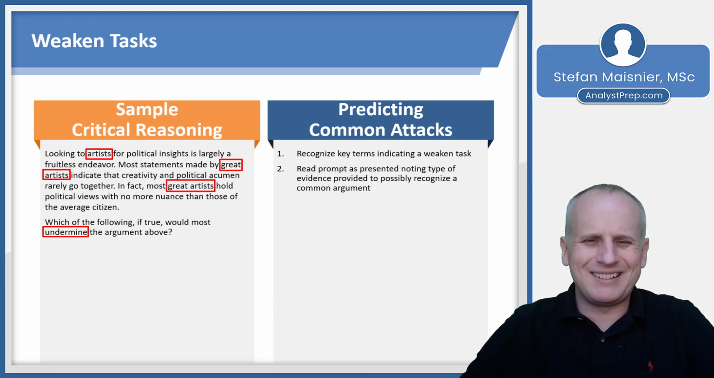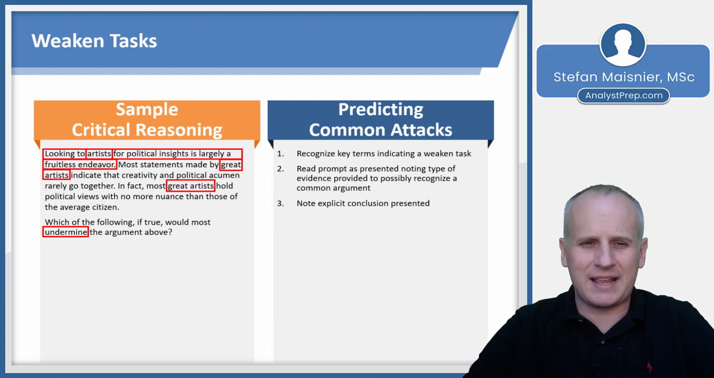And you can see I've highlighted a specific term here because we've got in the prompt, looking to artists for political insights is largely a fruitless endeavor. Most statements made by great artists indicate that creativity and political acumen rarely go together. In fact, most great artists hold political views with no more nuance than those of the average citizen. So we always have to identify our conclusion, and our explicit conclusion here is the very first sentence, and it's about artists overall. But our evidence is about great artists, and that is a term shift that we can really focus on when we try to weaken.